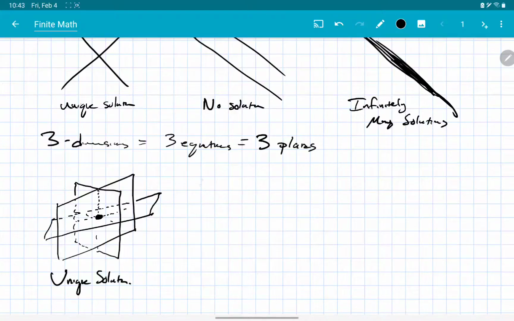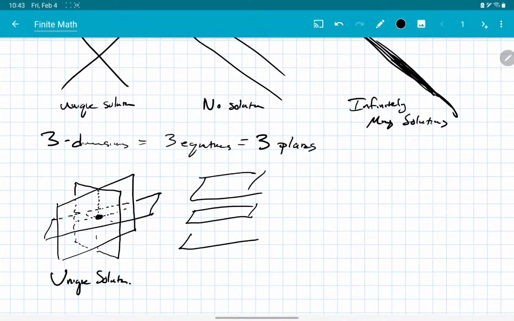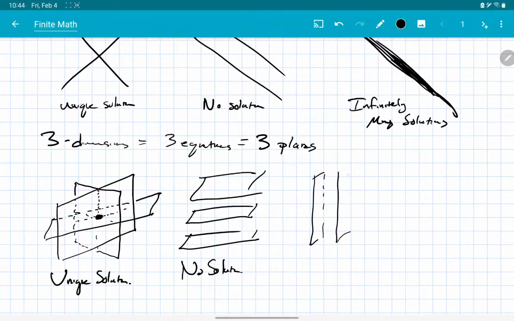Another way we can have 3 planes is if they're all parallel. Where we'd have no solution. We can actually have no solution in different ways. If we have 2 parallel planes, and then a third one that intersects both of them, right? This would be no solution too, because there's nothing that's on all 3 of those planes, right? Because 2 of them never touch. So there's no point that's on all 3 of them.